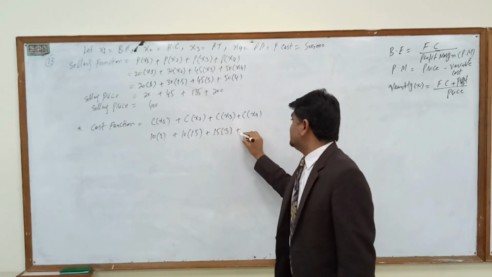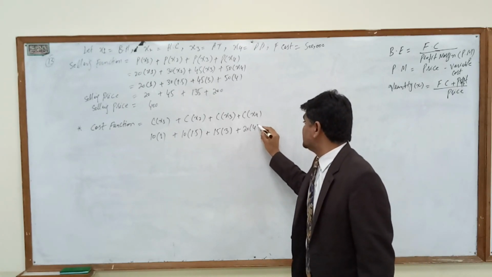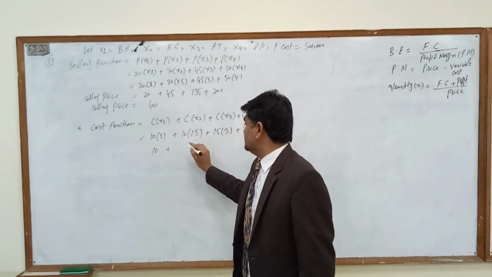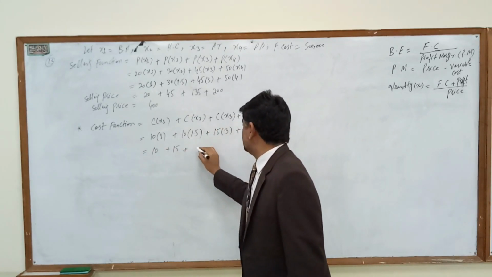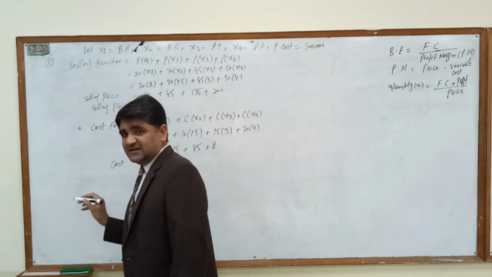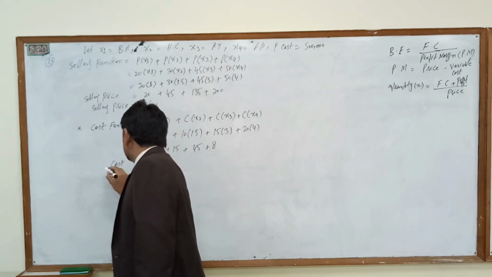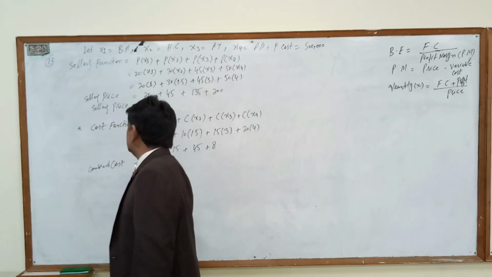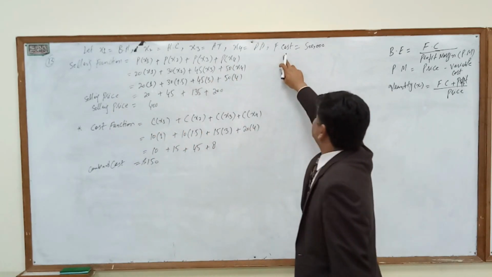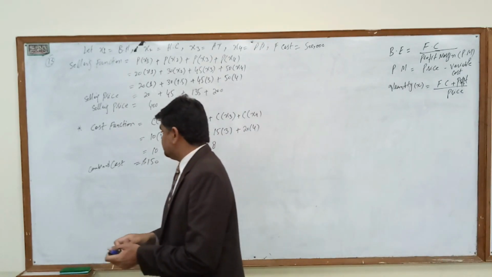15. How many units? 3. What is cost of Bad Person? 20. Number of units are 4. Here is 10, here is 15, here is 45, here is 80. What sum? Combined cost is equal to what value? 150. Combined cost is equal to 150. What's this? Combined price 400. What's this? Combined fixed cost is equal to 500,000.